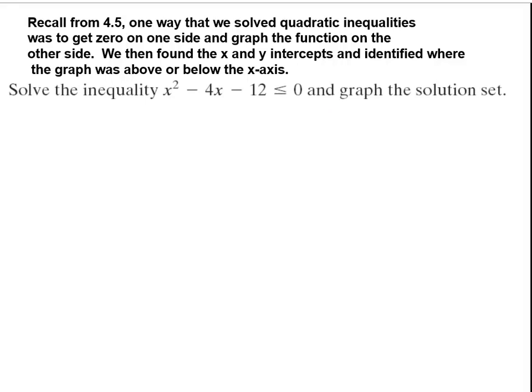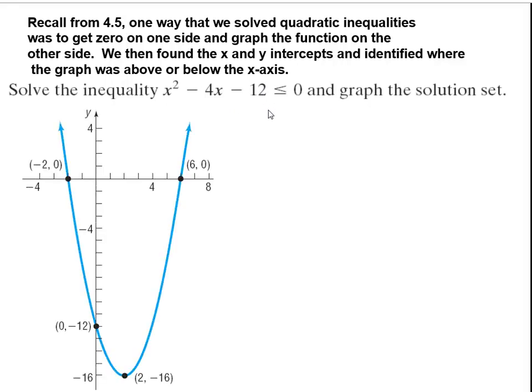So quick reminder, here was a problem from 4.5 that we did. We solved this quadratic inequality. And then we noticed we had 0 on one side, so we graphed this whole parabola here. We saw that parabola, and we found the x-intercepts in particular were of interest to us. So we talked about the fact that if we were solving this quadratic less than or equal to 0, we were looking for where the graph was below the x-axis, where the y values were negative. Y values were less than 0.